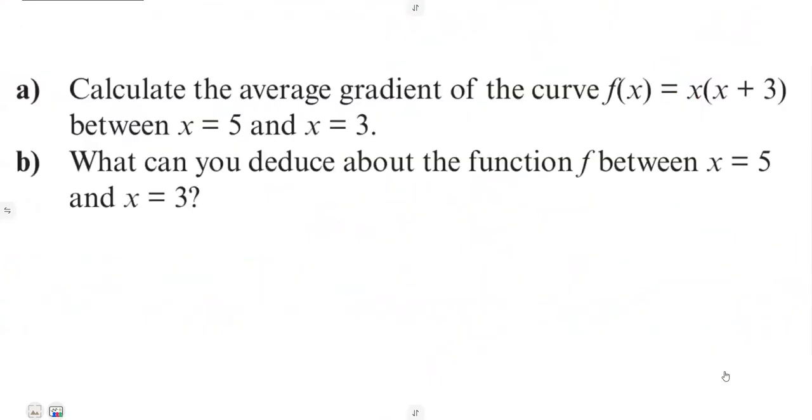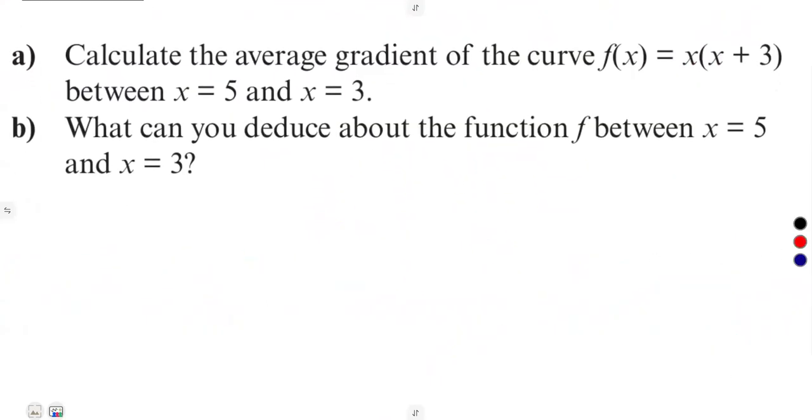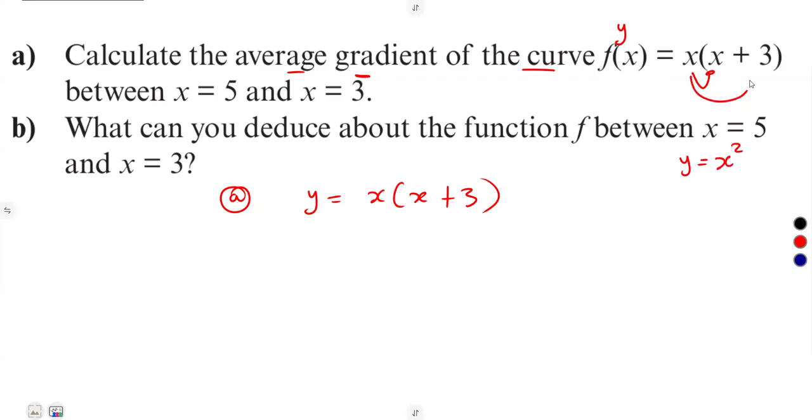All right, let us have another question. Here we are asked to calculate the average gradient of the curve f(x) between these values of x. Just like before, f(x) is the same as writing y equals x(x + 3). You can even expand that: x times x is x squared, x times 3 is 3x. It is up to you.